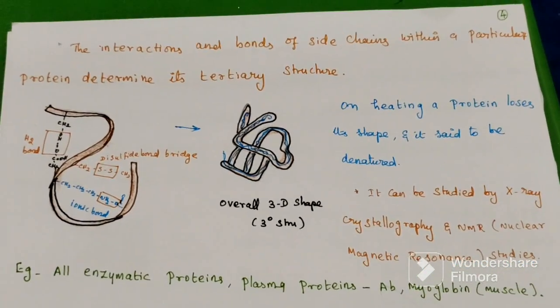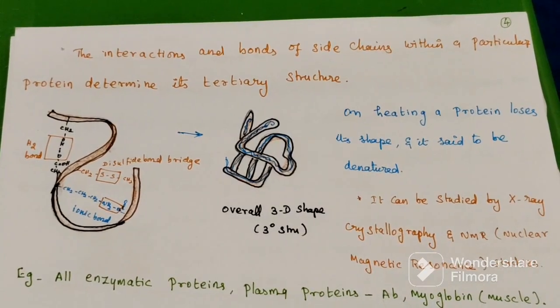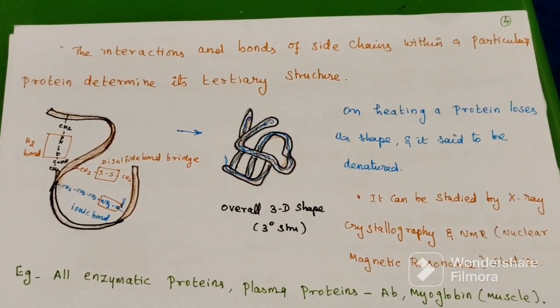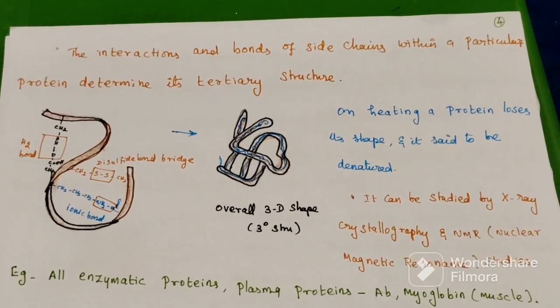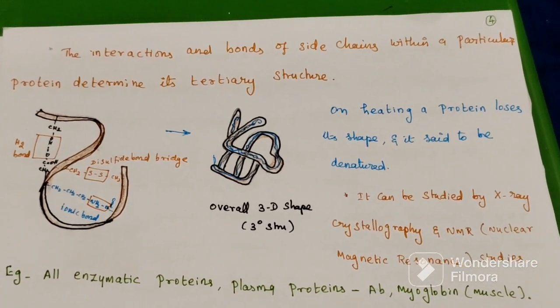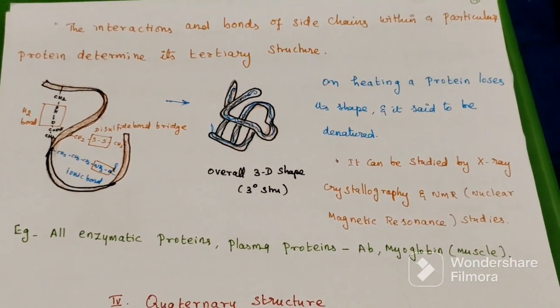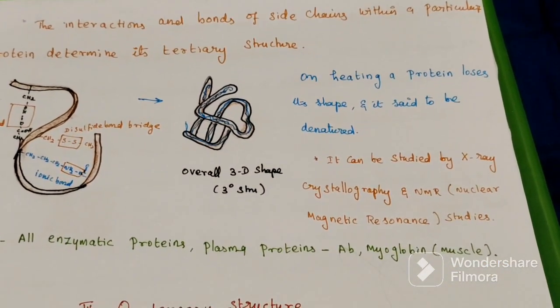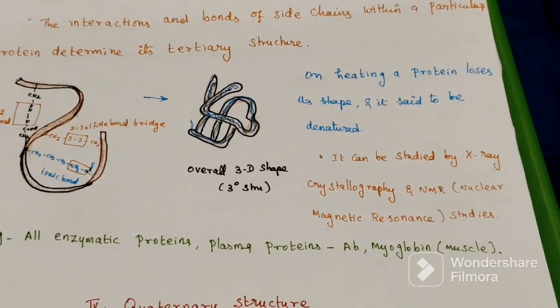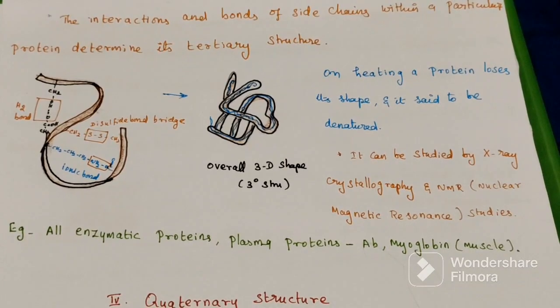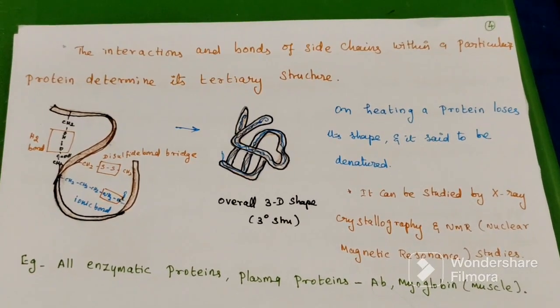So, summary of tertiary protein. This one is the three-dimensional structure formed by folding of secondary structure. It can be studied by using X-ray and NMR. Examples are enzymatic proteins, plasma proteins, antibodies and myoglobin.